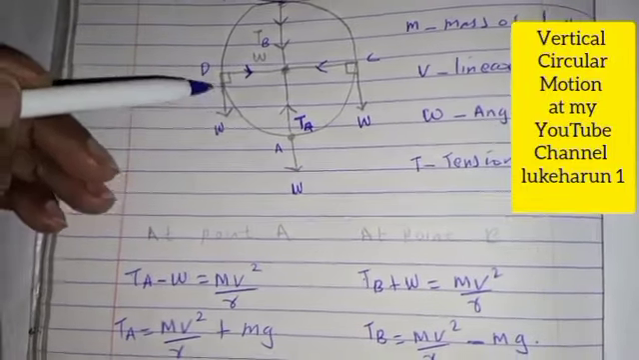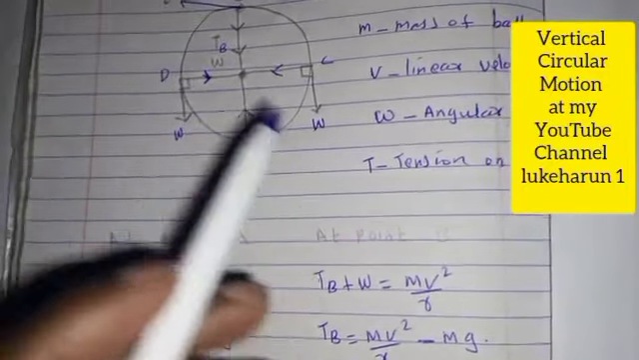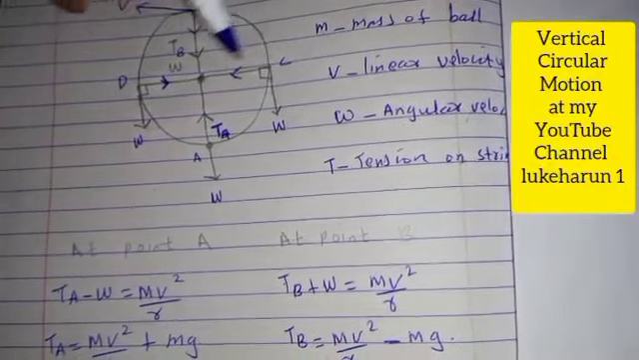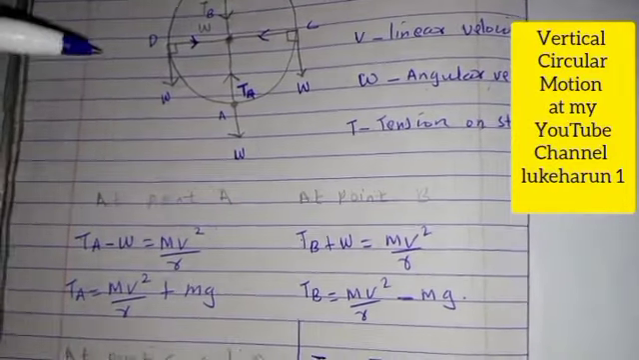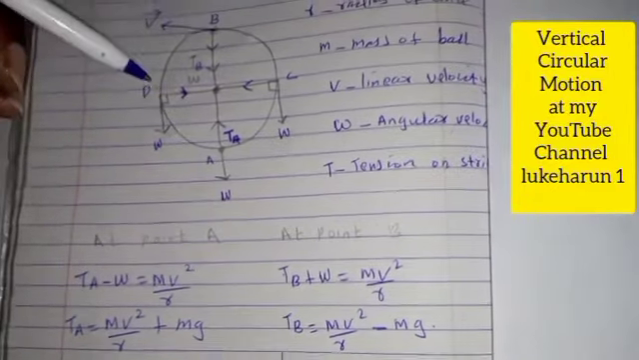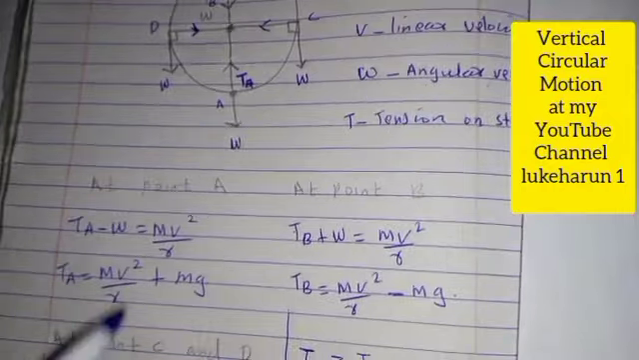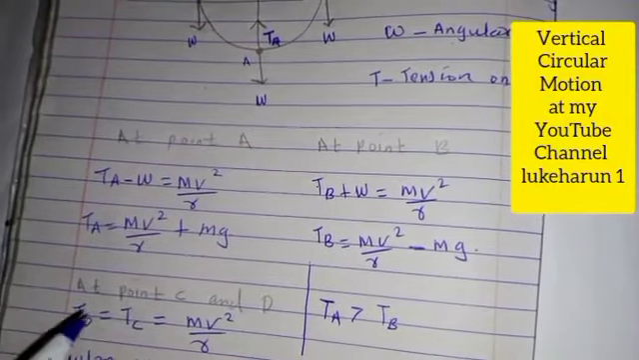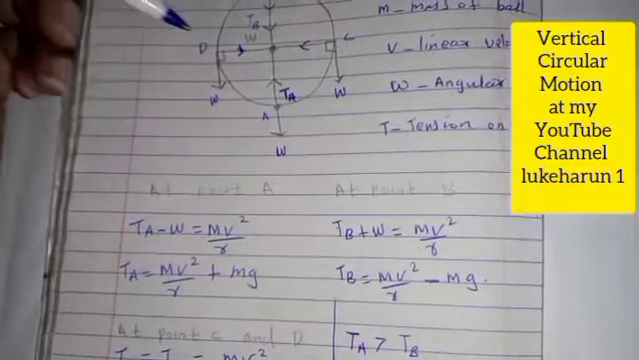Now, at points C and D here, the weight acts perpendicular to the centripetal force, and also at point C, the weight is acting perpendicular to the tension. So the weight will not contribute to the centripetal force at both points C and D, because it is perpendicular to the centripetal force. So the tension on the string is the one which is going to provide the centripetal force at point D and at point C.